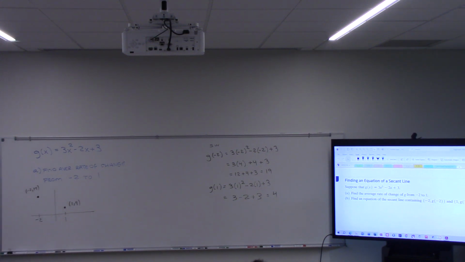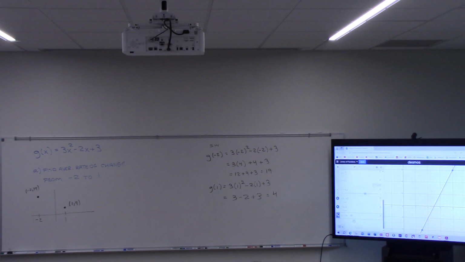And just for fun, I'm going to go back to Desmos. I'm going to plot these points to see if they match up. We got negative 2, 19, and then 1, 4. There they are. So those are the 2 points right there.